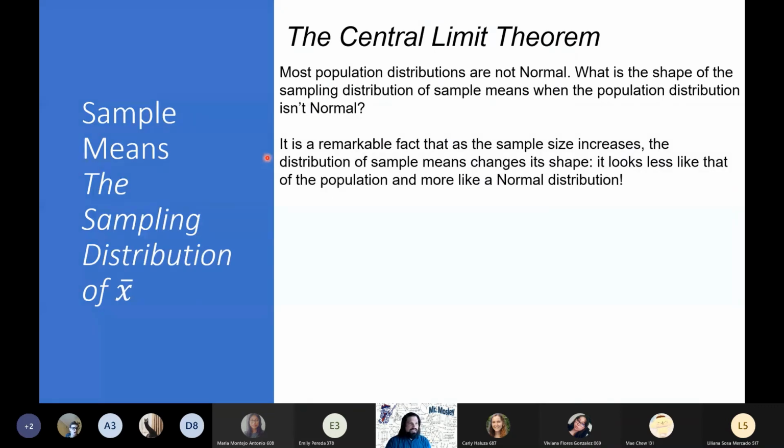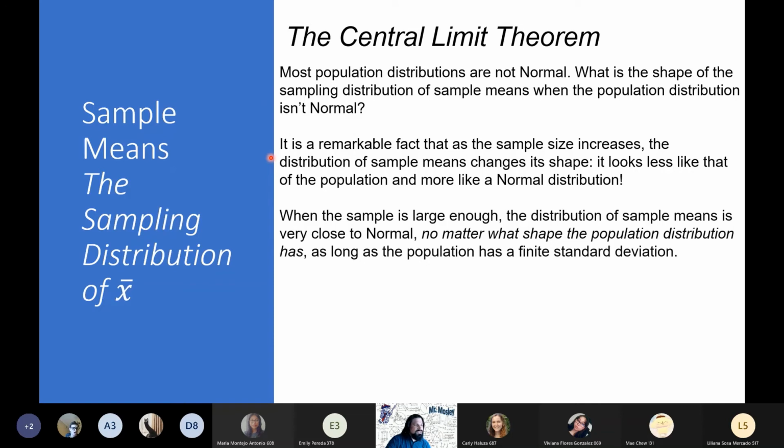It is a remarkable fact that as the sample size increases, the distribution of sample means changes its shape. It looks less like that of the population and more like a normal distribution. This is actually what we saw in the histograms for mean incomes. That started our section on sample means. When the sample is large enough, the distribution of sample means is very close to normal, no matter what the shape of the population distribution is, as long as the population has a finite standard deviation, meaning we know that it exists, and it's an actual number.